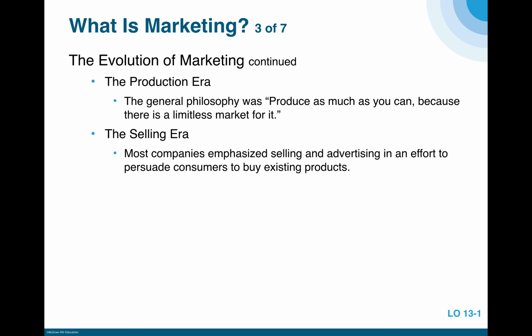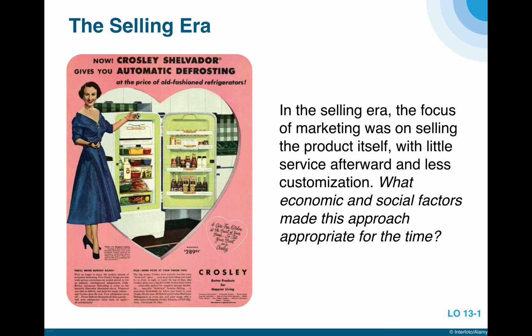You have the selling era, which came later on, in which most companies emphasized selling and advertising in an effort to persuade consumers to buy existing products. This is when they're starting to reach out to the customers a little bit more and figure out, hey, you should buy this product because it's a great product. In the selling era, the focus of marketing was on selling the product itself with little service afterward and less customization. What economic and social factors made this approach appropriate for the time?